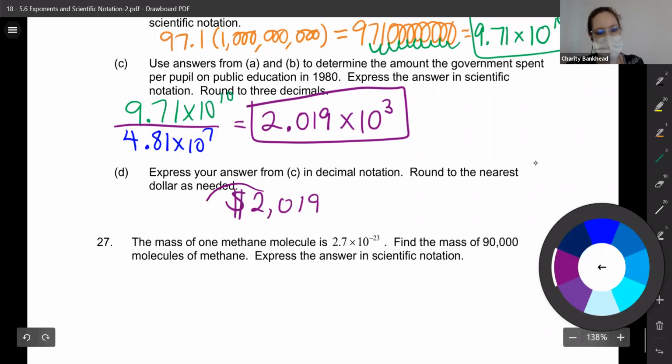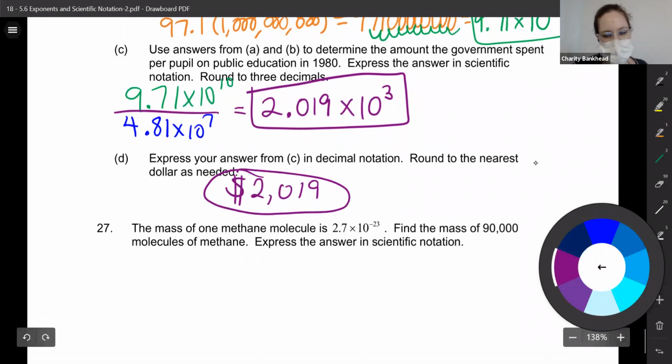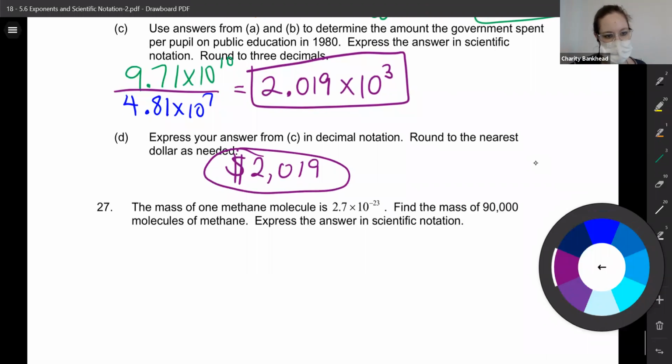All right. Number 27. The mass of one methane molecule is 2.7 times 10 to the negative 23. Find the mass of 90,000 molecules of methane. Express the answer in scientific notation.